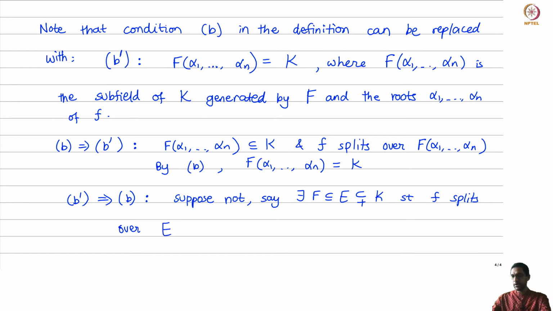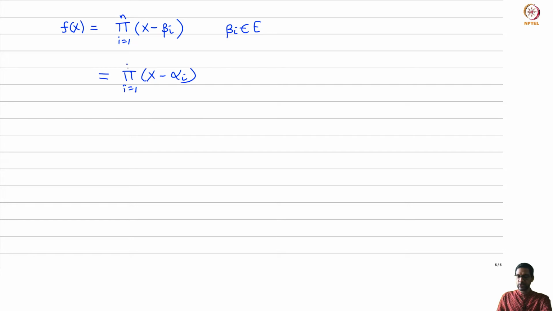Okay. Now what does f splitting over E mean? Well, it just says the following, that you can write f of x. Let me ignore the leading coefficient of f. I'm just going to assume the leading coefficient is 1, that it is a monic polynomial. So let me write f as the product of x minus beta i's coming from the intermediate subfield, and this is of course because we have assumed now that f splits over E. Okay. Now observe that, on the other hand, we also know that f is the product of x minus alpha i's, and now the alpha i's are coming from the ambient field K.